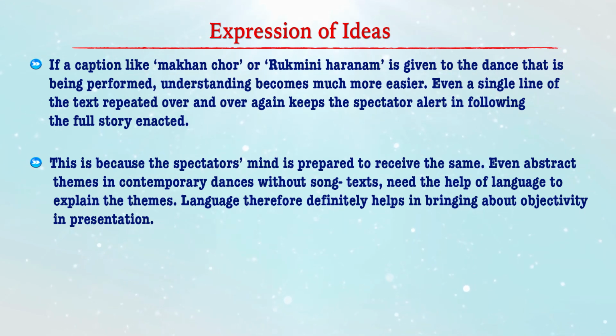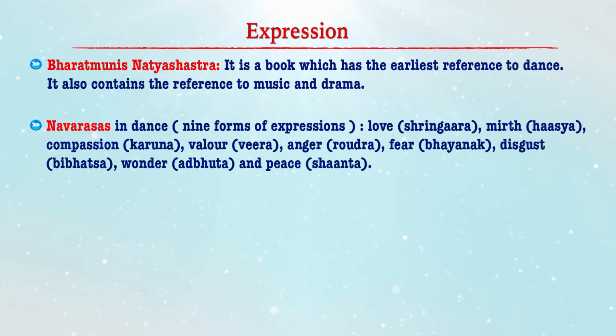So, we have different popular themes which are used and these themes are based on the various types of dance styles that are practiced all across India. We have another important concept which is known as Navarasas in dance, which are the nine forms of expression, such as love is depicted through Shringar, compassion through Karuna, anger through Rudra, and we have Adbhut, an expression of wonderment, and peace is through Shanti.